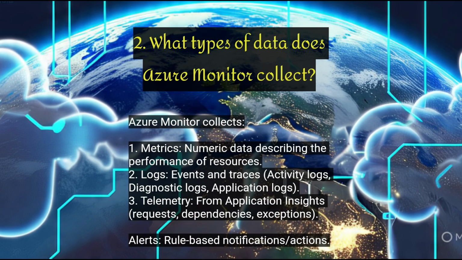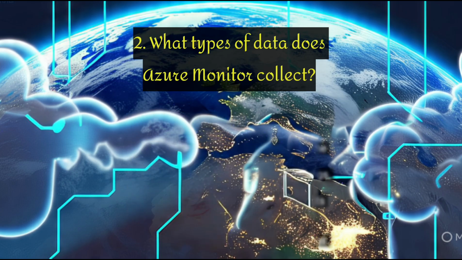2. What types of data does Azure Monitor collect? Azure Monitor collects metrics, numeric data describing the performance of resources. Logs, events and traces: activity logs, diagnostic logs, application logs, telemetry from Application Insights, requests, dependencies, exceptions. Alerts: rule-based notifications, actions.